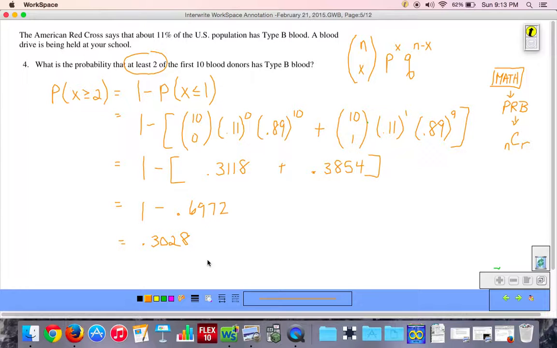Okay, so to answer the question, what is the probability that at least 2 of the first 10 blood donors have type B blood? The answer to that question is, the probability is 30.28%. Okay, so the probability would be 30.28% that at least 2 of the first 10 blood donors have type B blood.